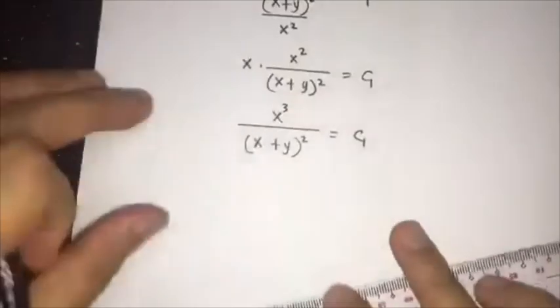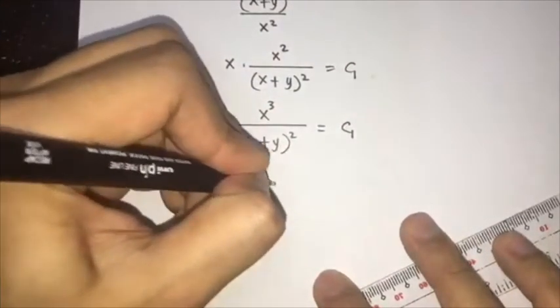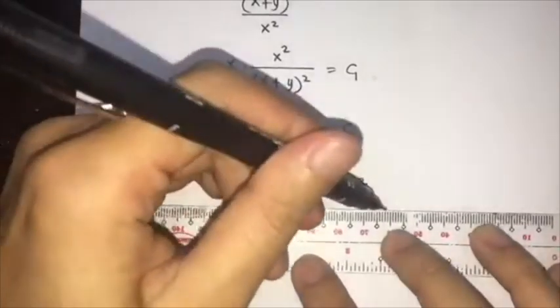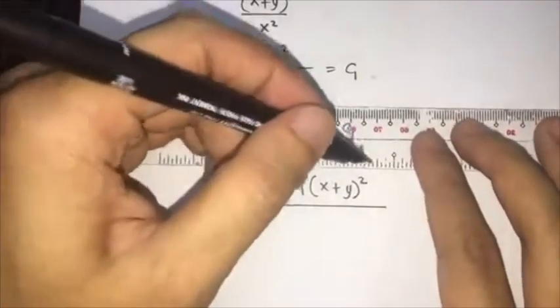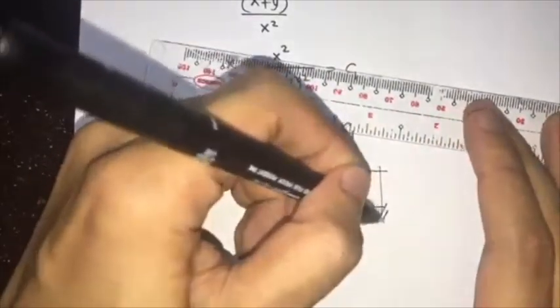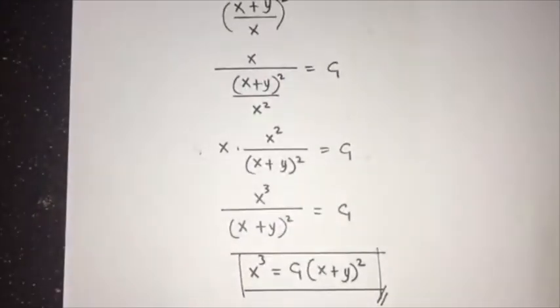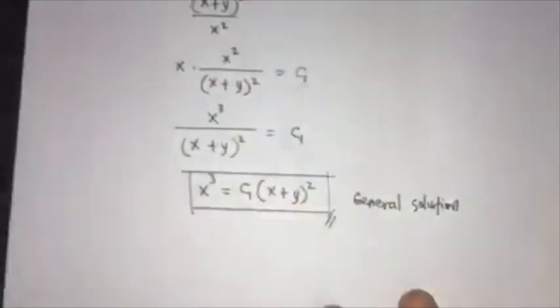Okay, if you don't want any fractions in your final answer, then x cubed is equal to c1 times (x plus y) squared. Okay, so this is the simplest form of our solution. Since we are not given any values of x and y, we cannot solve for c1, so therefore this is a general solution. Okay, so that's it.